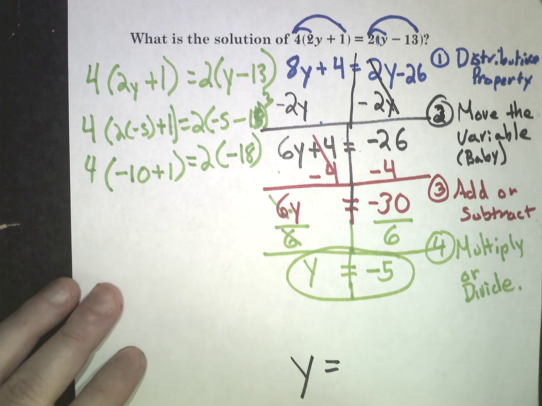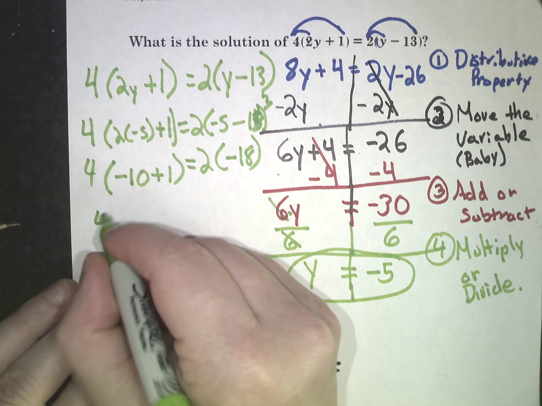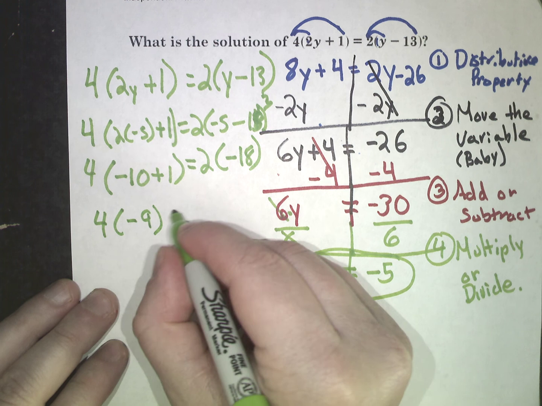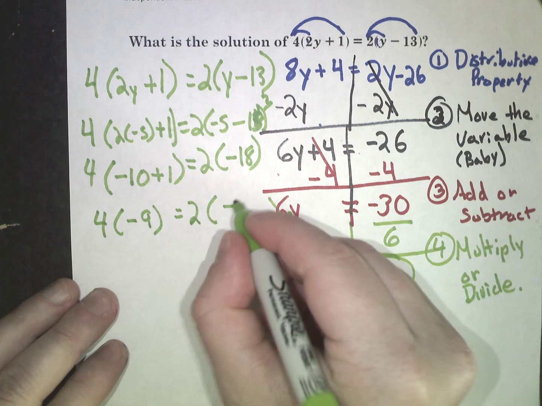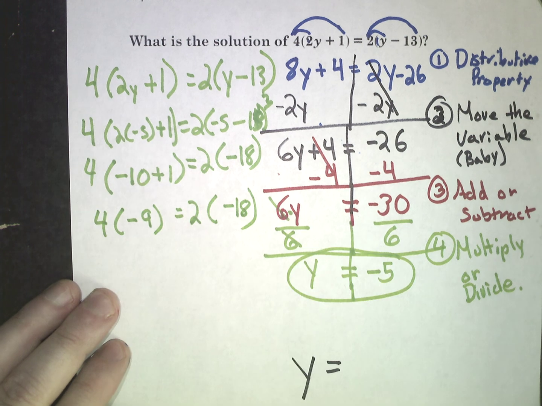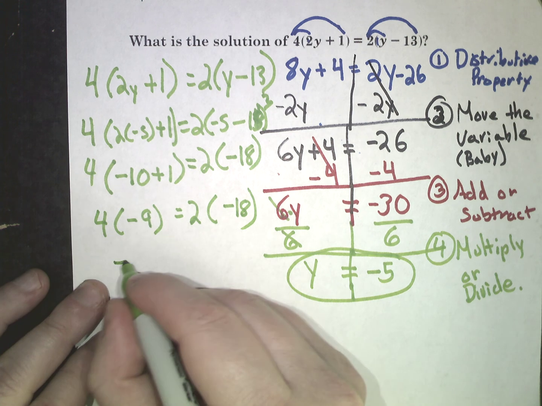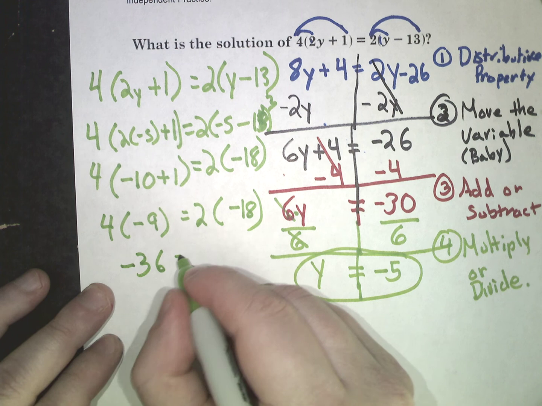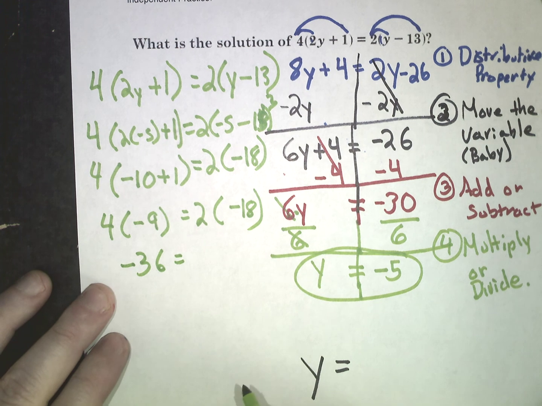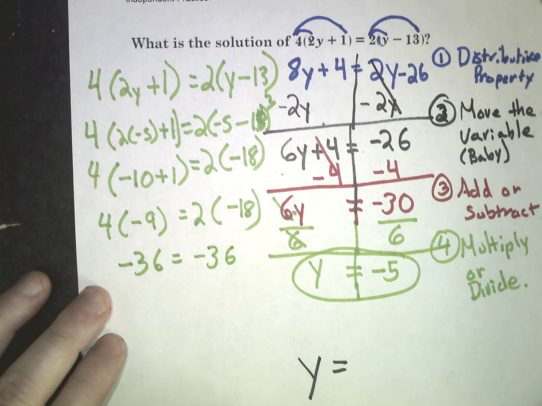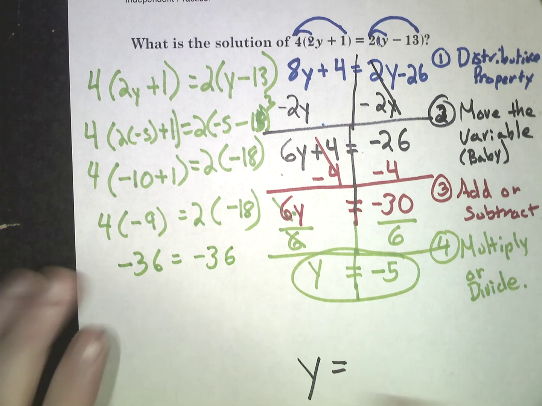Okay, so now I'd probably do this. 4 times negative 10 plus 1, negative 9. So let's do the math here. 4 times negative 9, negative 36. I'll put in my calculator 2 times negative 18. And I'll get negative 36. Don't have to do the check. I'm just showing you how it works.